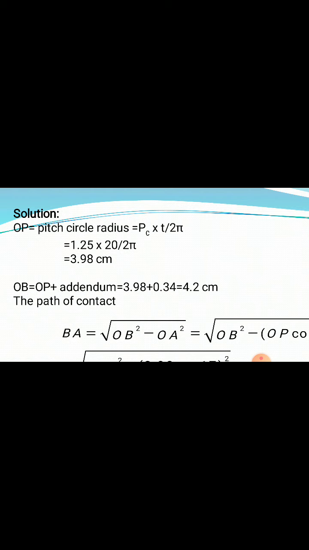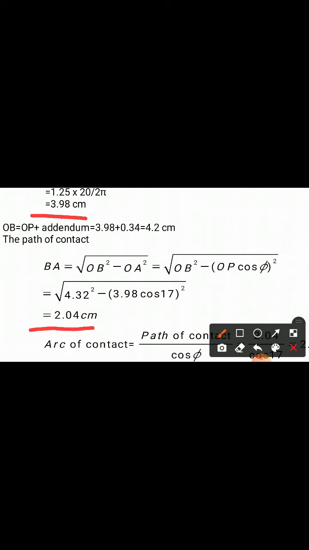OA is nothing but OP into cos phi, where OP is the pitch circle radius that we already calculated as 3.98. Put these values and we can find the path of contact BA, which is equal to square root of OB square minus OA square. OB we calculated here as 4.32, and OP is 3.98, the pitch circle radius just calculated. So put these and we can find the path of contact.